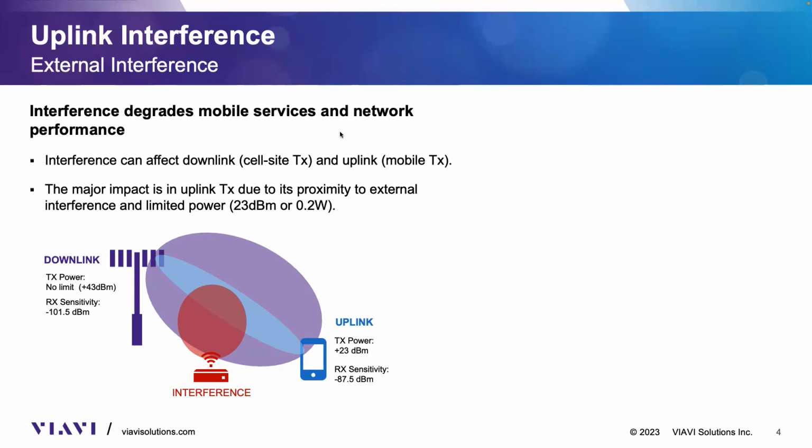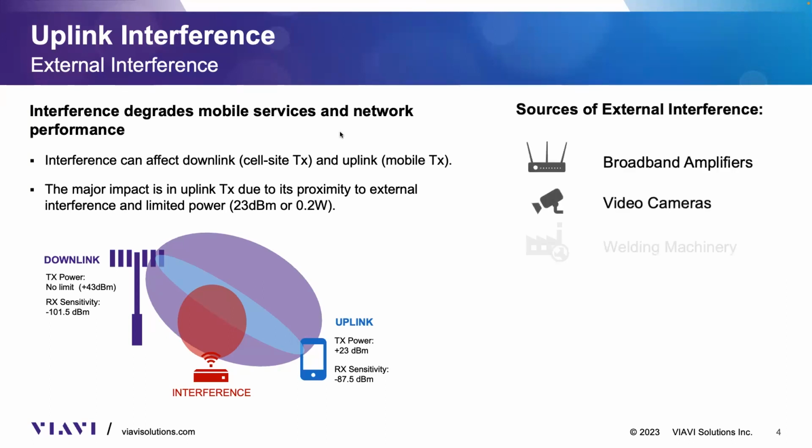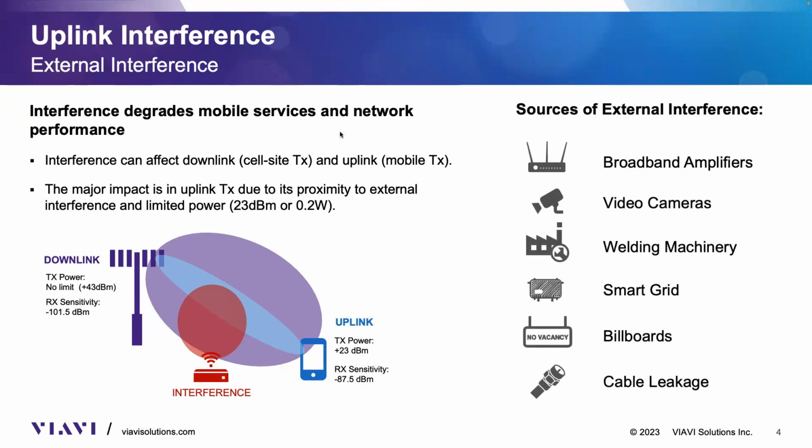mobile to the radio. Now, which are the sources of external interference? Multiple. And these might also vary depending on where we typically see them in frequency. For example, cable leakage, that's typically in the low bands, billboards, smart grids as well. Welding machines, that actually varies. But the interesting thing about welding machines and industrial equipment is that it happens in a frequency hopping manner.